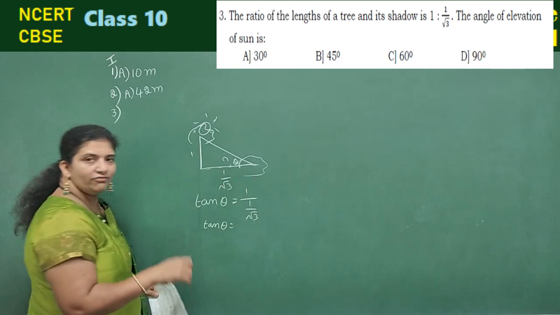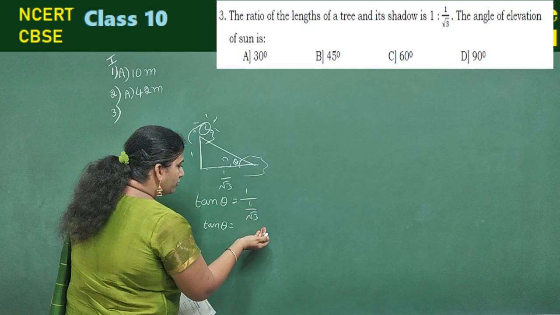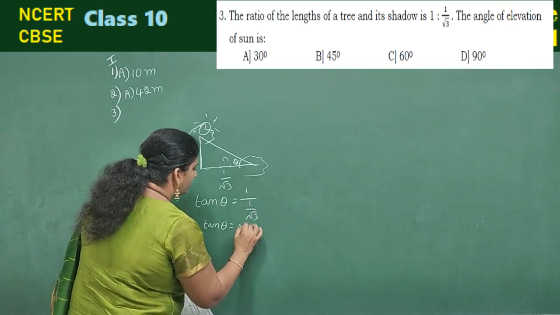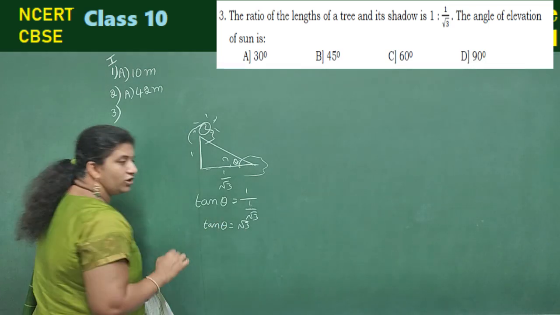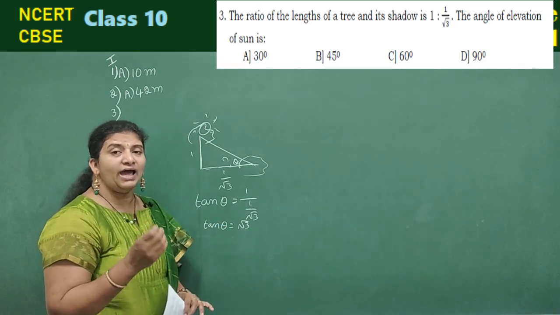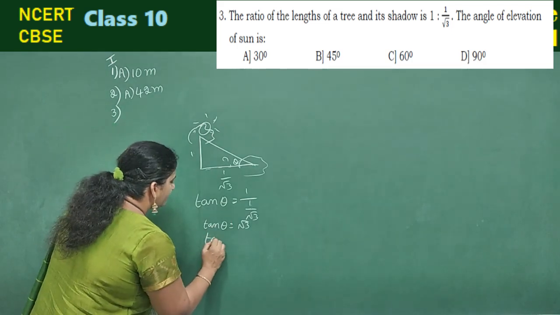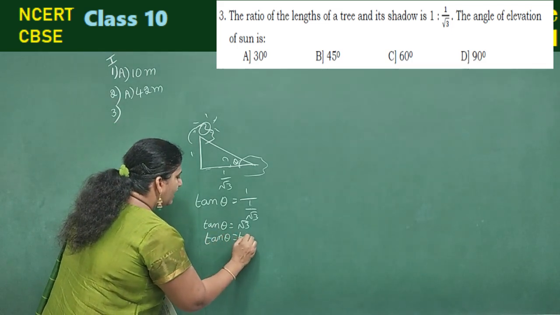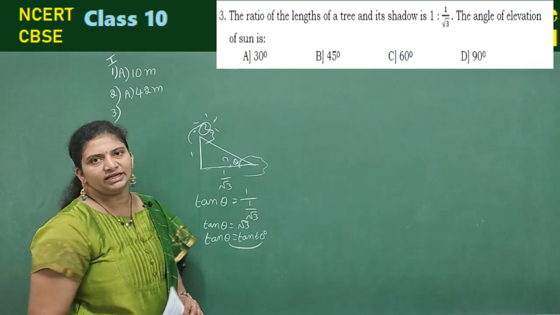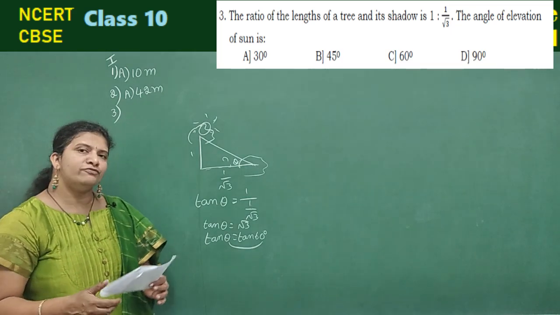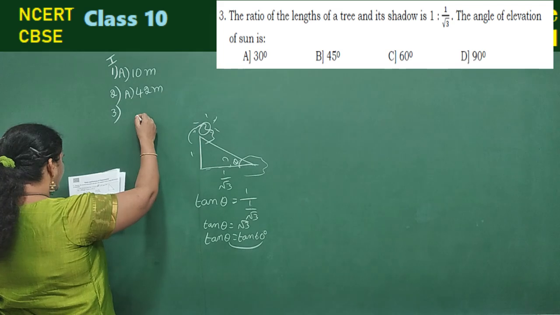Bring it up. How can you bring it? Do the reciprocal and multiply. 1 by root 3, reciprocal is root 3 by 1. Root 3 into 1 will be root 3. Tan theta is equal to root 3. In the tan table, where do you get root 3? Tan 60. Write that one. Tan 60. Now, what is your theta value? Theta value is 60 degrees. Therefore, the angle of elevation of the sun is 60 degrees. Which option is right here?